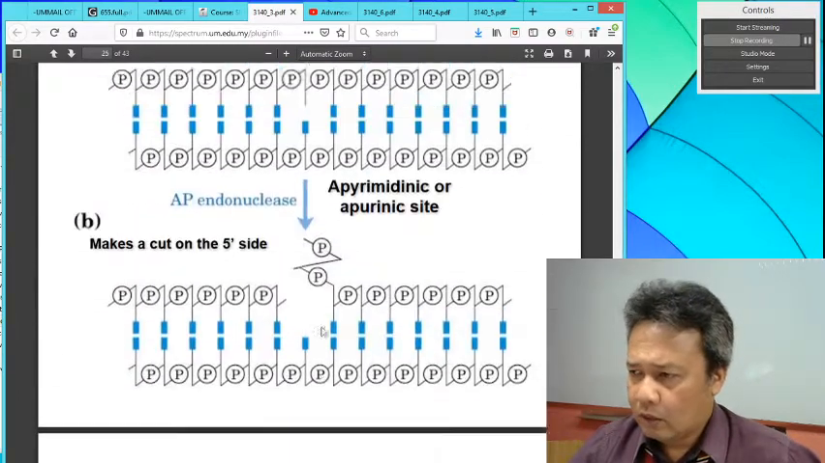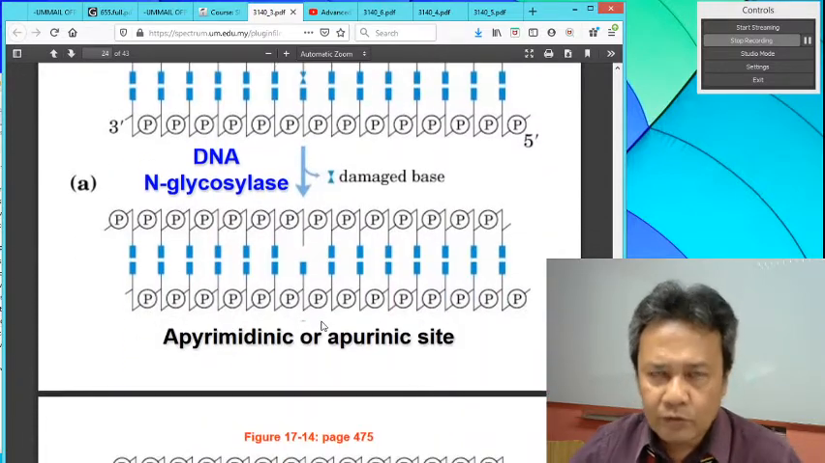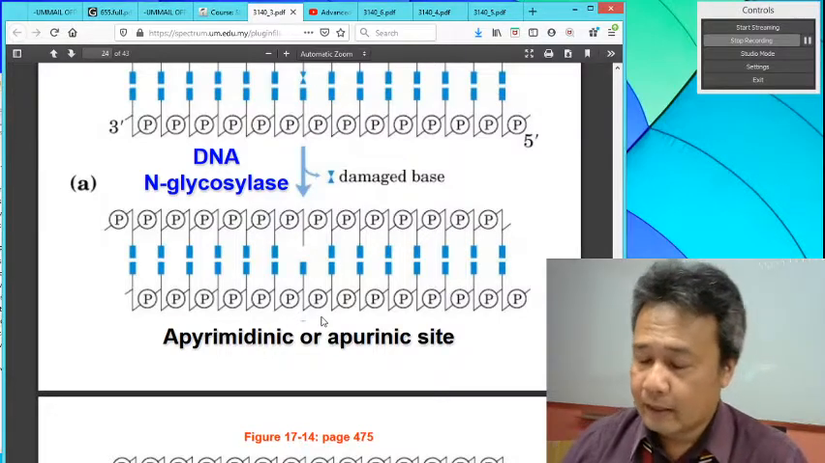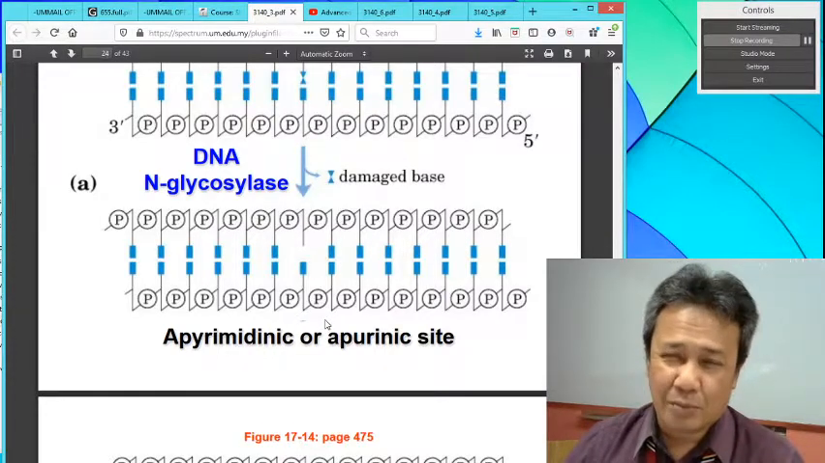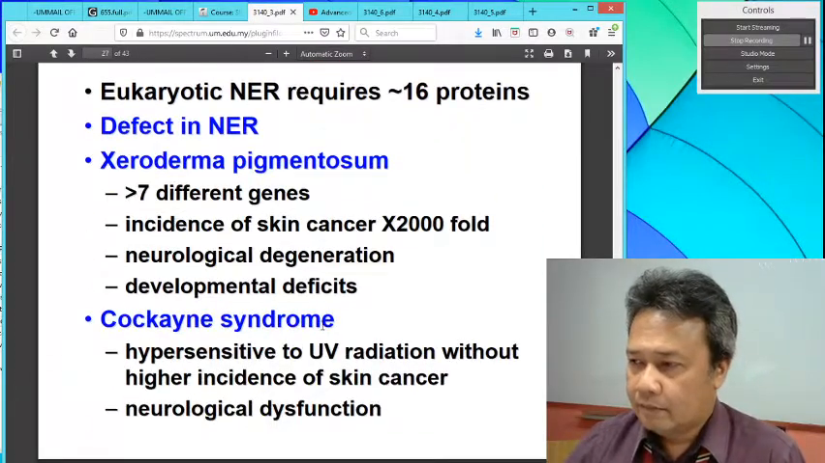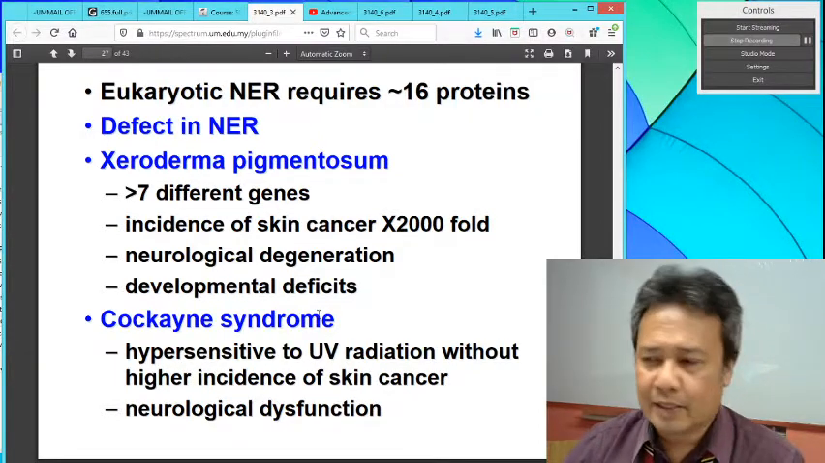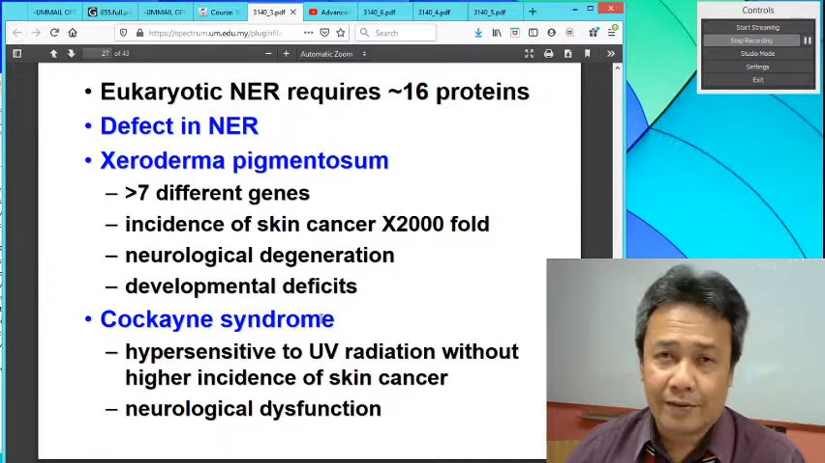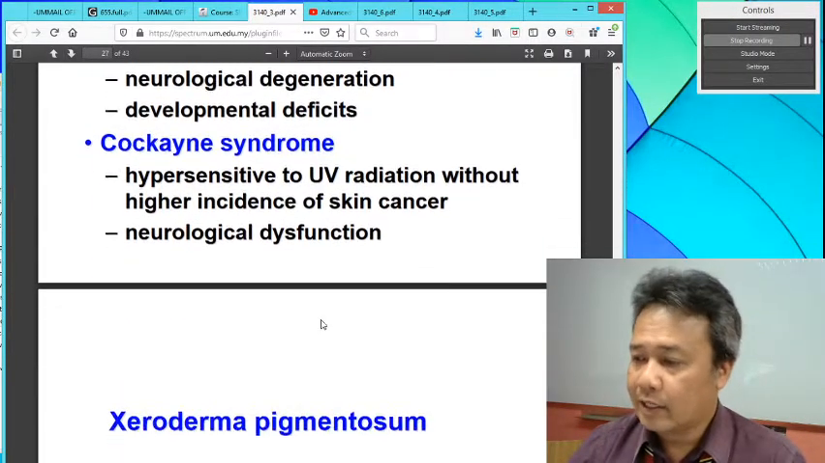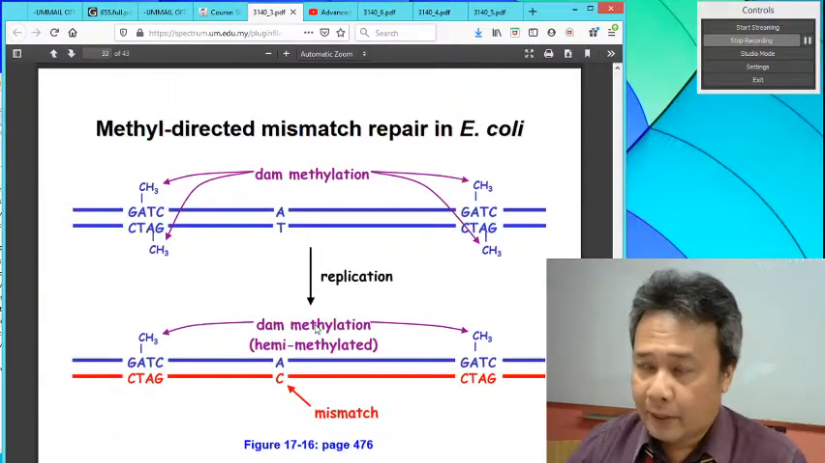Alright, so nucleotide excision and base excision repair essentially removes and then resynthesizes. The difference is basically how the damage is recognized and the processes involved in repairing. This one just says that if you have a problem with your repair systems, you are at risk of developing disorders such as xeroderma pigmentosum and Cockayne syndrome, and so on. These are some examples.